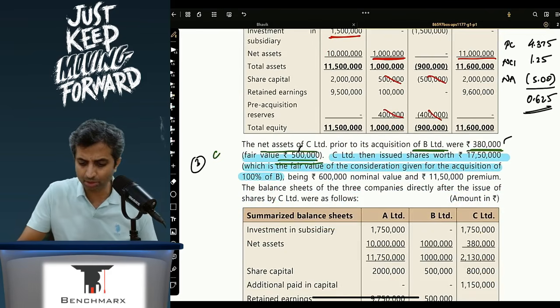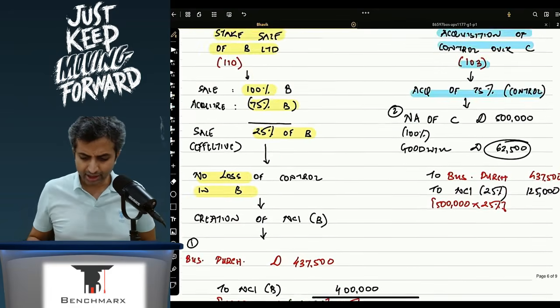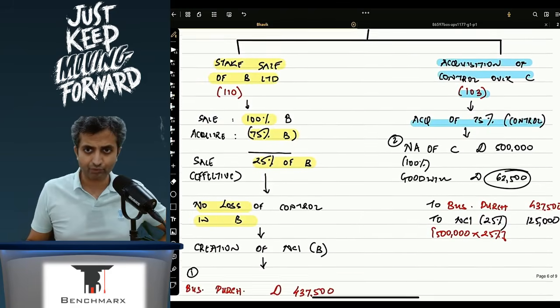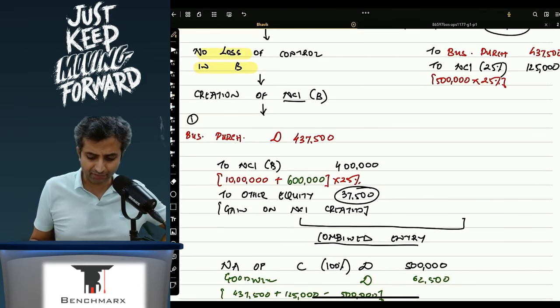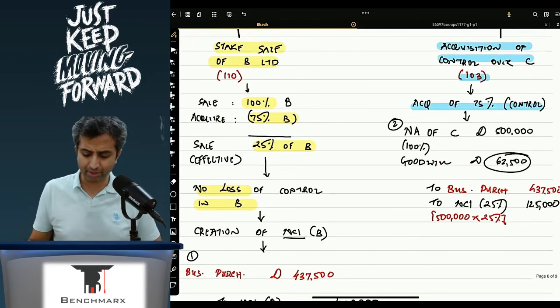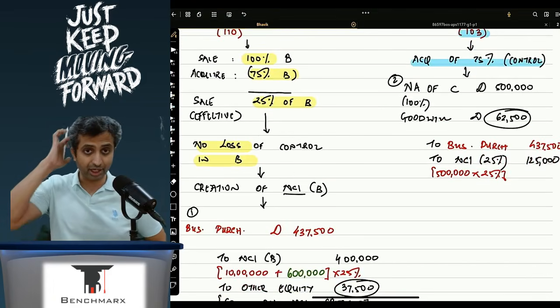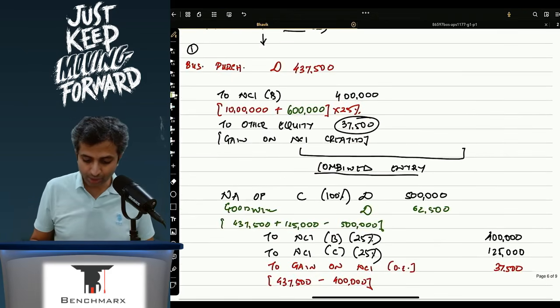I'll read the other parts as well, but before that I'll just see the question that we have done. Over here we say that in the transaction breakup there's a stake sale resulting in 25% dilution, so no loss of control, creation of NCI. So business purchase account debit 437,500, to NCI, which is having 25% of both goodwill as well as net assets, 4 lakhs, and then there is other equity because it's an owner to owner transaction. This is entry number 1. Entry number 2, 75% stake acquired, net assets of C is 5 lakhs. Similarly you will create an NCI of 1,25,000. PC was missing, so these two numbers were missing, and this was the problem.